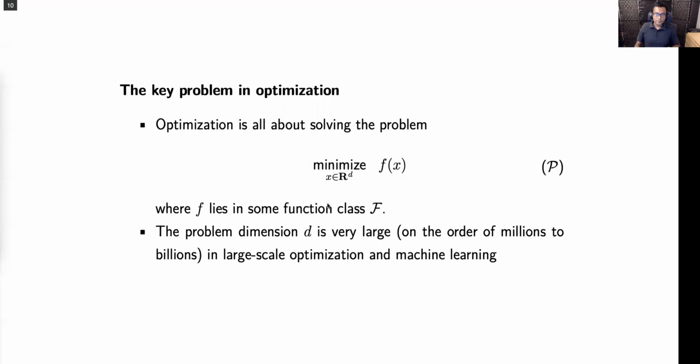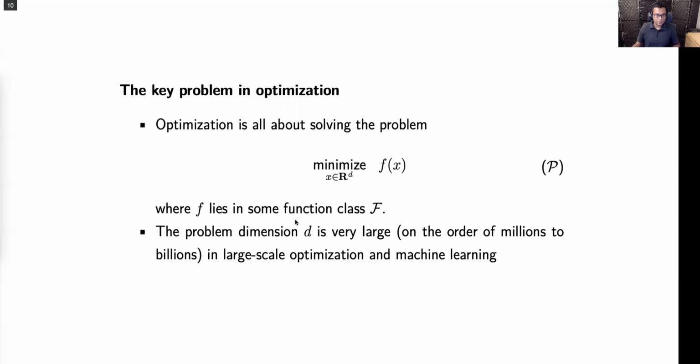And what is a function class? It could be convex, non-convex, smooth, non-smooth, where we specify what the properties of this function f are. And the properties of those functions are encoded by this function class capital F. So x is our decision variable over which we are optimizing, and x lies in a d-dimensional space.